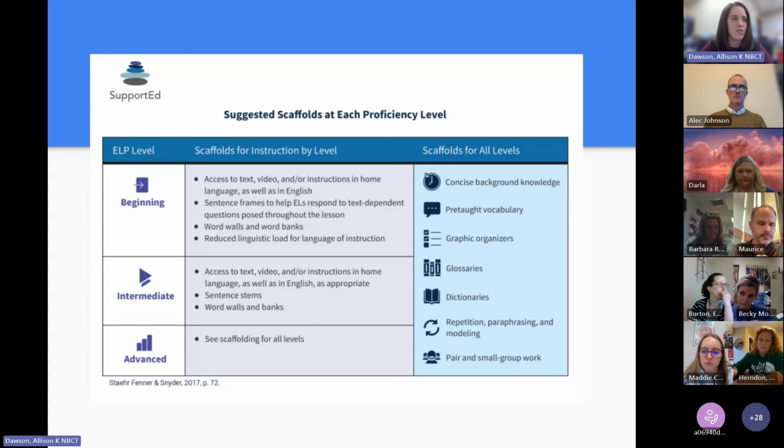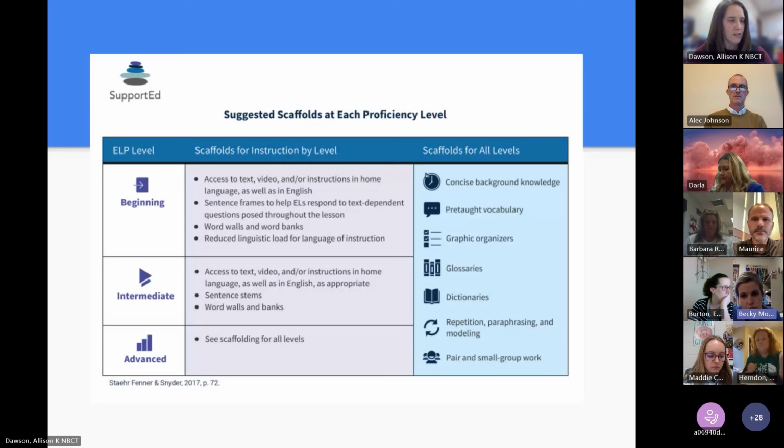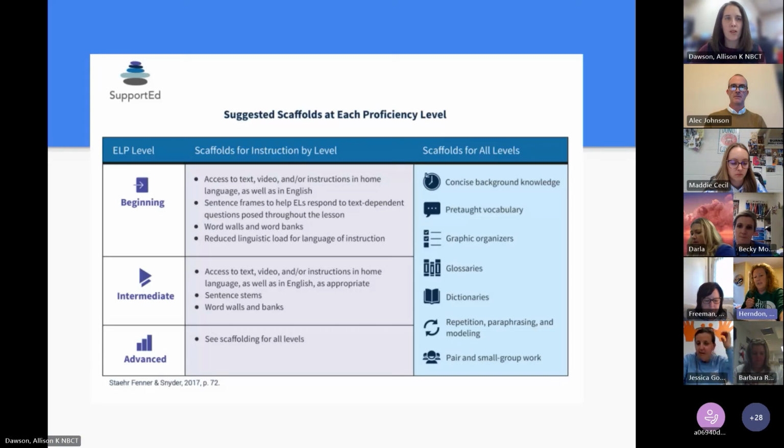This is on page... let me see, what page was that in your book? It is on... I think I lost it. I don't have that one written down. It has some suggestions for scaffolds at the different proficiency levels. So you can look, that's right on there. Page 72. 72. All right. Thank you. Page 72. Yep, I got it. Figure 3.9.